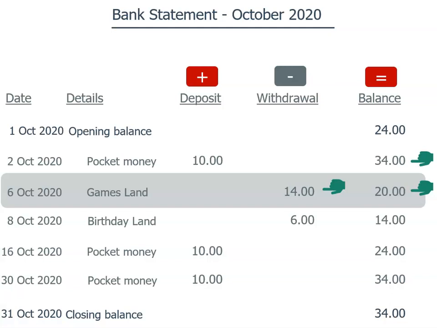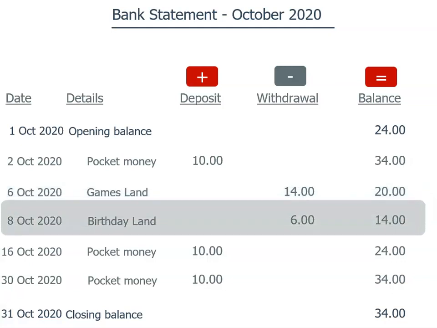So can you see, as we go down each entry, we look at the balance the time before, and then we either add or subtract to get the new balance. So once again, you went shopping and spent $6. So we had $20, spent $6, and that leaves a balance of $14.